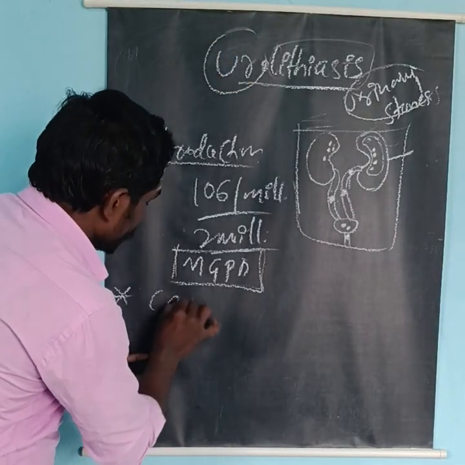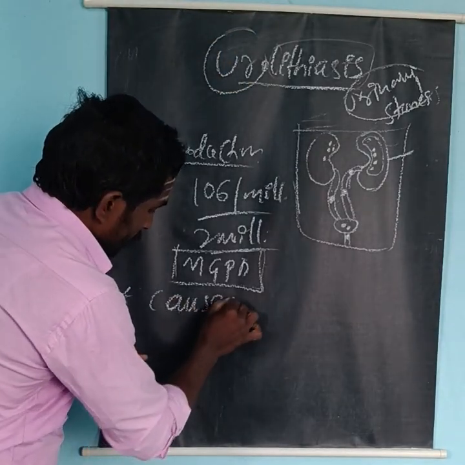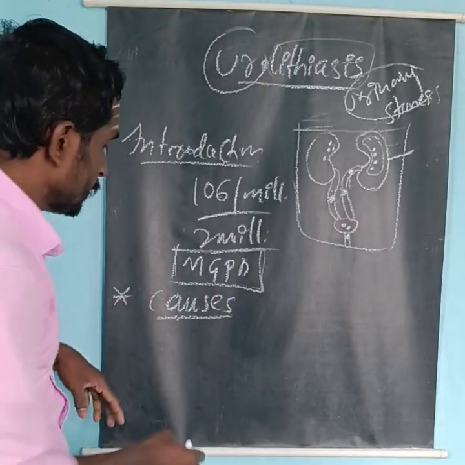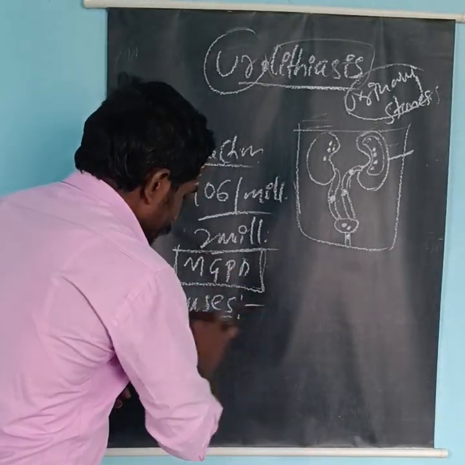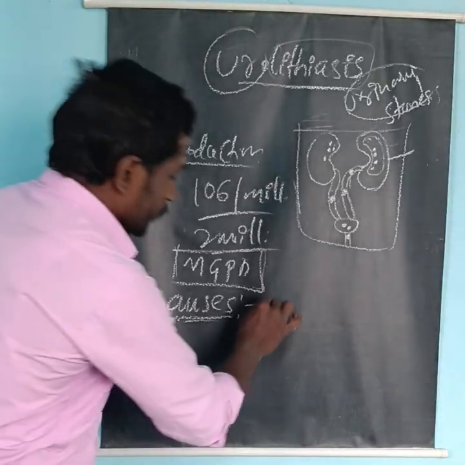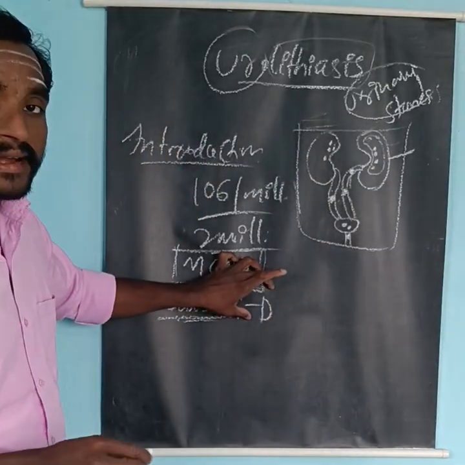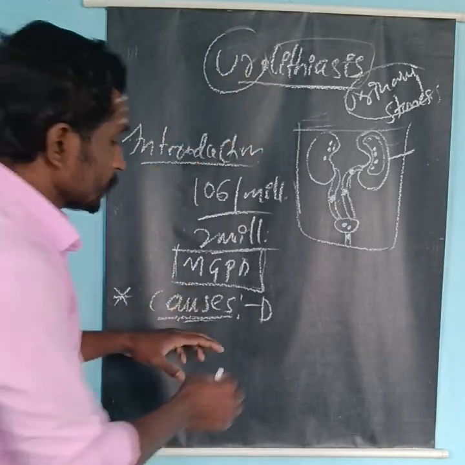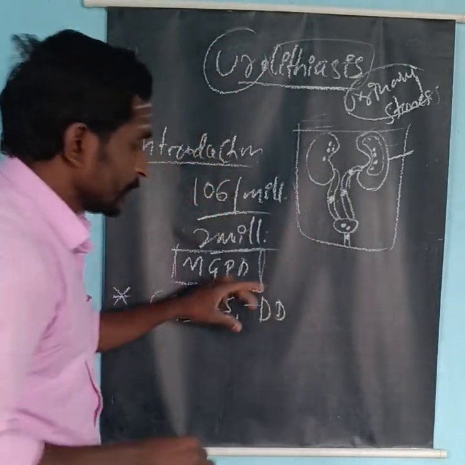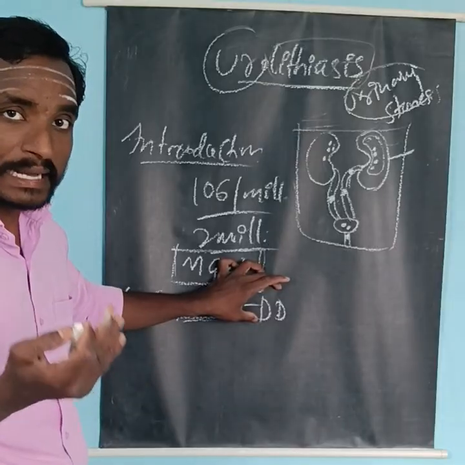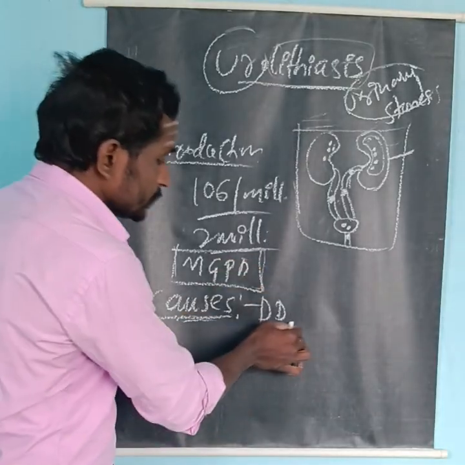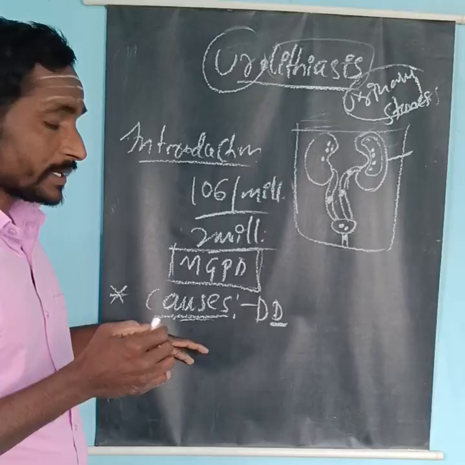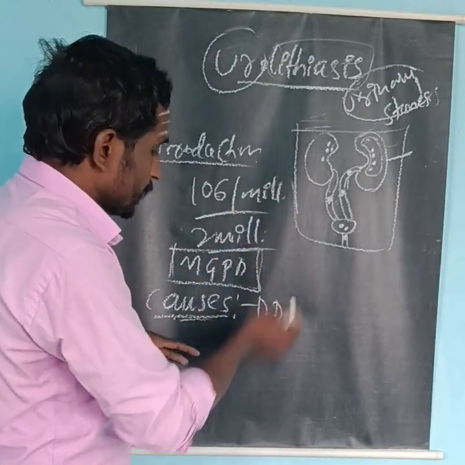Now coming to the causes of urolithiasis, which is most important. The first cause is dehydration, the most important cause for forming kidney stones. Dietary factors rich in calcium, oxalate, and calcium phosphate can also lead an individual to get kidney stones or urolithiasis.